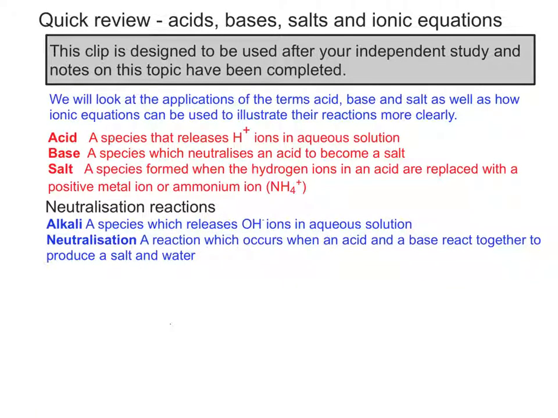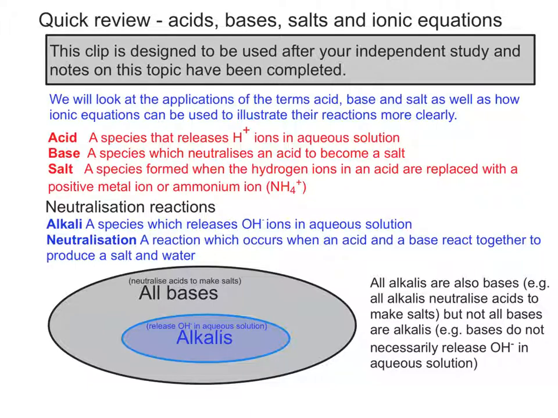So when we start talking about neutralisation, we need to bring in another term, and that is alkali. Sometimes alkalis and bases get confused in people's minds, and it's important to try and separate them out because there's a subtle difference between the two. The easiest way to remember it is to have a Venn diagram where you have all bases, and within all bases you have a further subclassification called alkalis. So all alkalis will by definition be bases, but not all bases by definition will be alkalis.